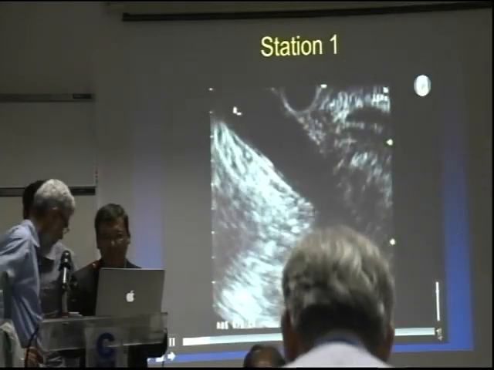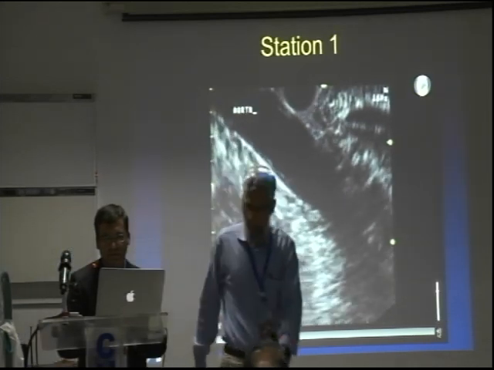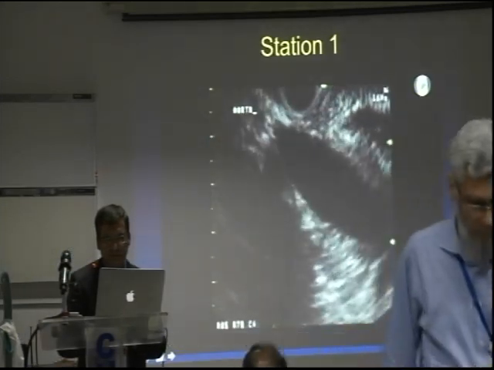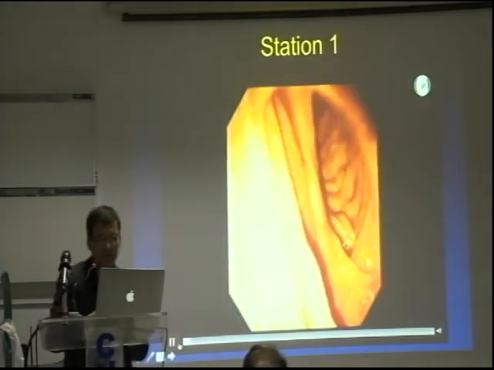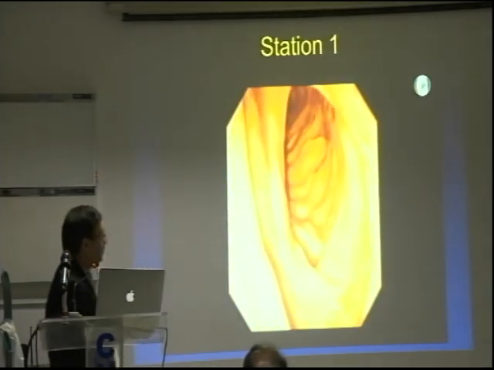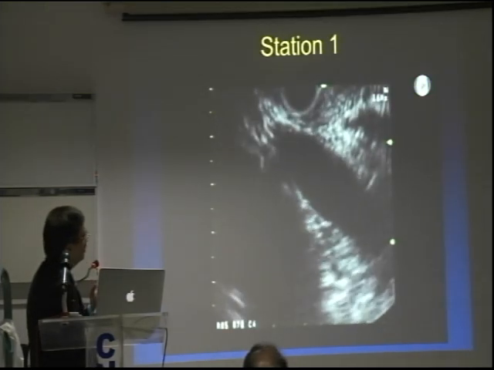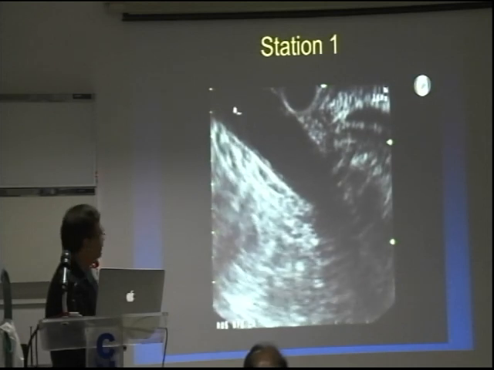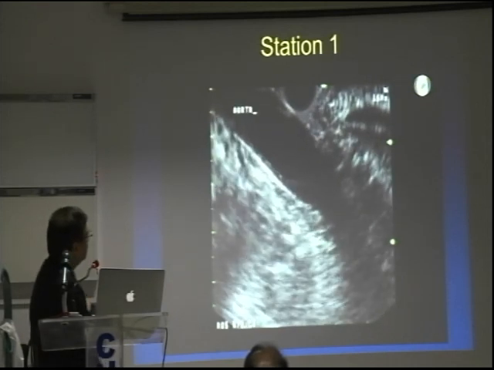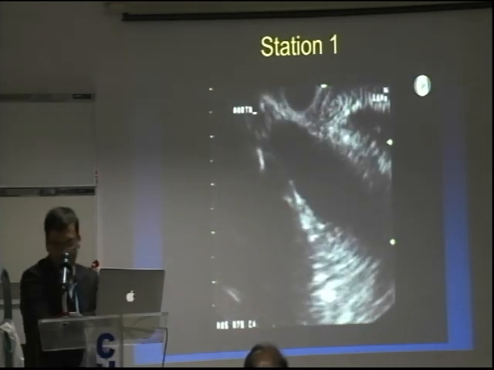Now, one needs to slowly withdraw the echo endoscope. In this video sequence, you can see the advancement of the scope into the duodenum. With initial imaging, one can see the aorta clearly across the imaging field. Now, one needs to slowly withdraw the echo endoscope.